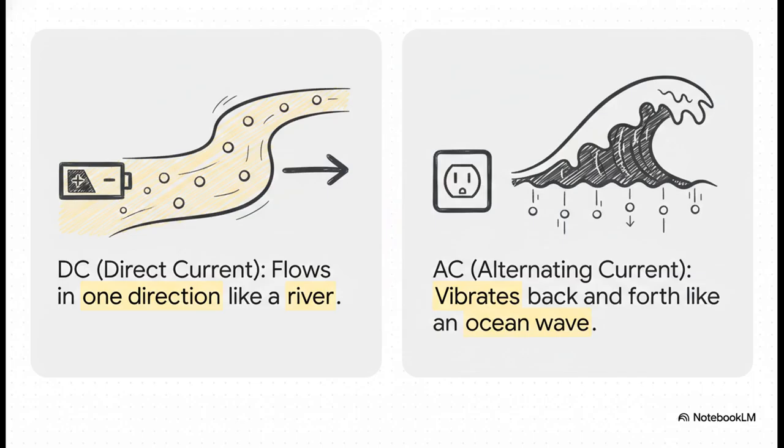Now, AC power, that's what comes out of the outlets in your wall. This is more like an ocean wave. See, the water itself doesn't really travel across the ocean. It just moves up and down. But the energy of the wave sure does. AC works the same way. The electrons just kind of wiggle back and forth, and that vibration is a super efficient way to send power over really long distances. It's why our entire grid is built on it.